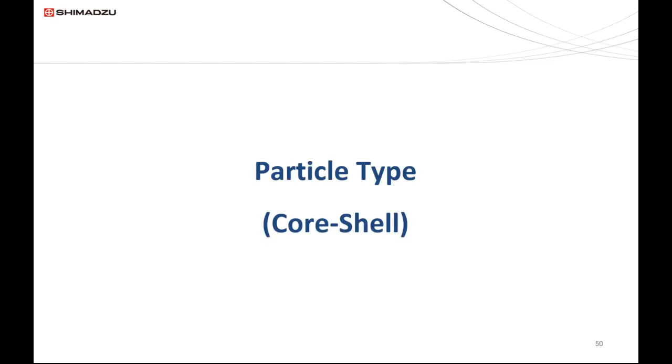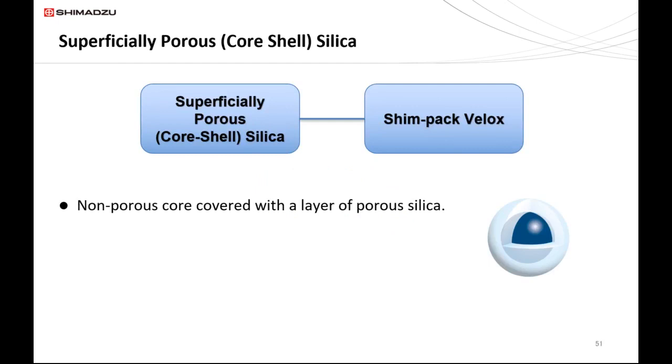There may also be a situation where you want to reduce your analysis time to increase your analysis throughput. When it comes to speed of analysis, a column with core shell type particles would be the best choice. This type of particle has a non-porous core that is covered with a layer of porous silica. And the columns with such particles are represented by our SHIMPAC Velox series. It has several key advantages over the more traditional fully porous silica particle.